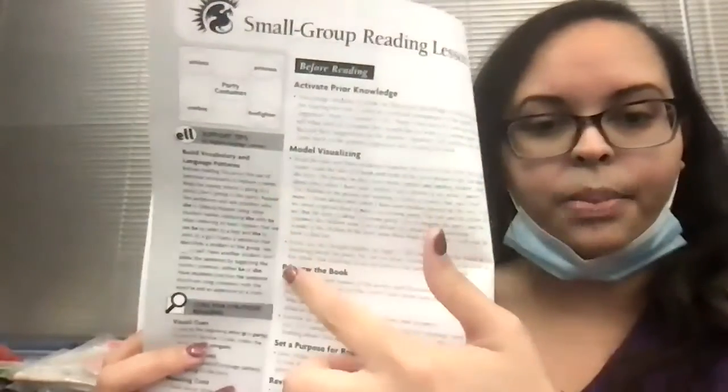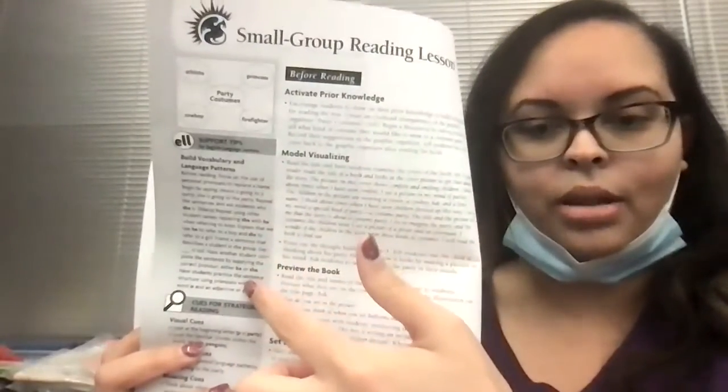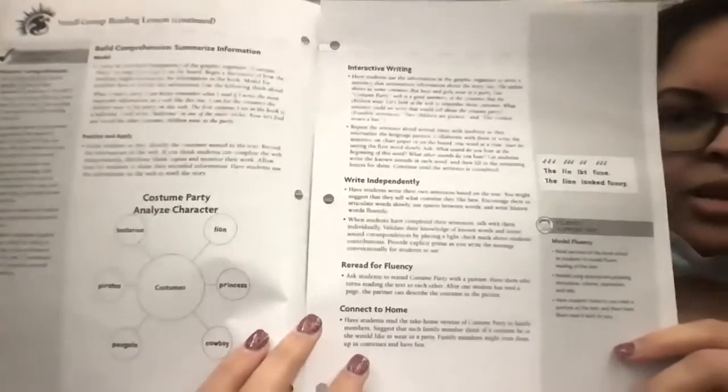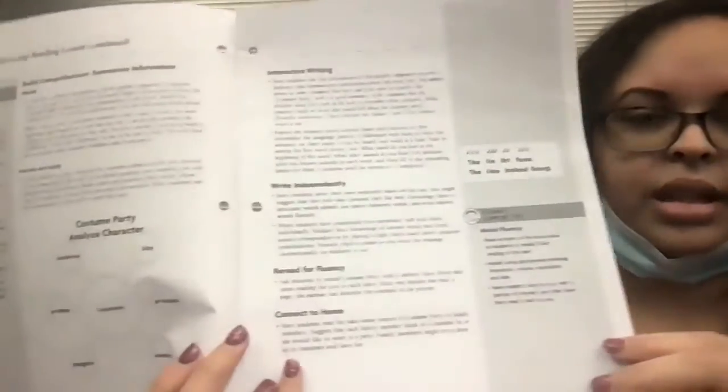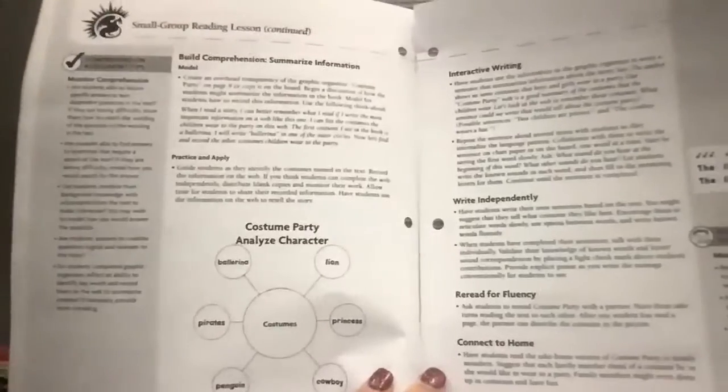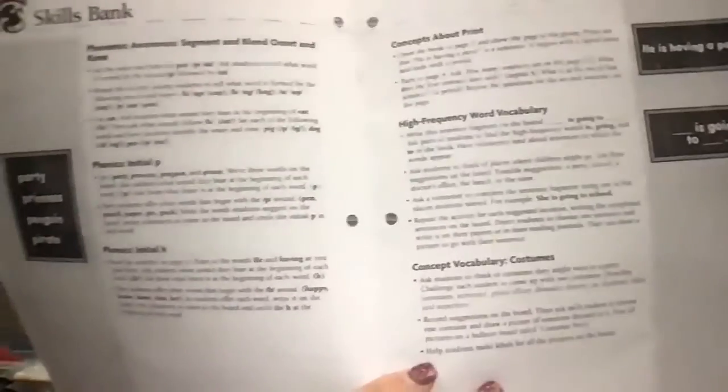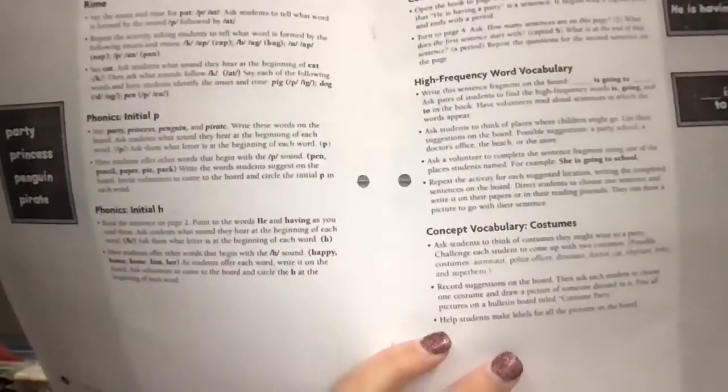You have your ELL support, okay? If you're working with students who need a little bit more help, it's going to tell you exactly how you can help them. And then this is how you're going to help them build some comprehension, okay? Here's some different things that you can do. You can have them write independently. You can also take these suggestions right here and move these into your centers so they're a little bit more purposeful. Okay, and then this one even goes into like your skill bank. All right, so this is also a really great resource.